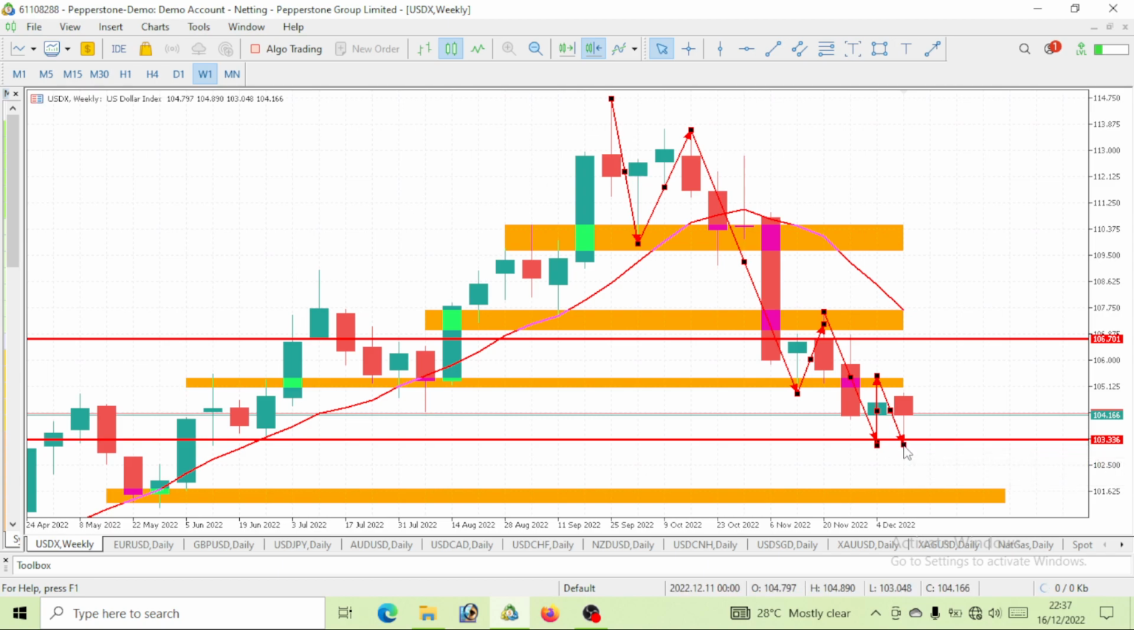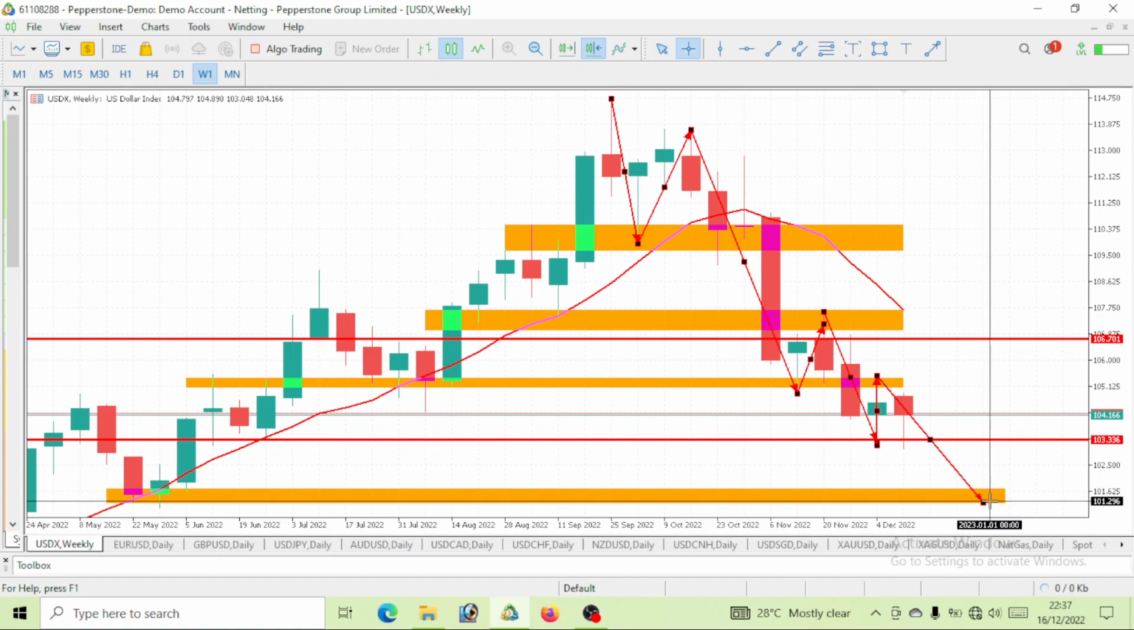Now that we've gotten a level of 1.3, what next do we expect? We expect a further drop. So the next level we should be watching out for, if possibly there's much movement this week, we should be able to hit it. The next level is 101 or 100.